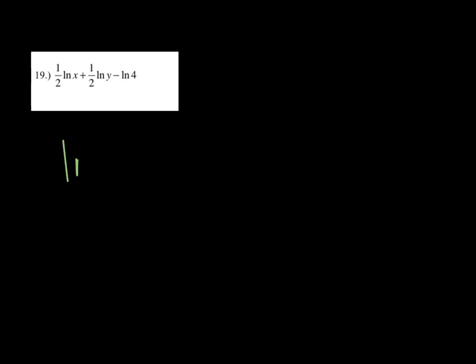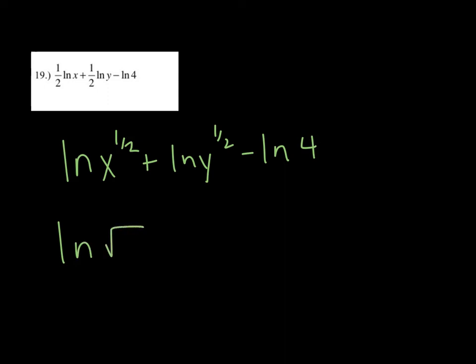So I'm going to make this ln x to the 1/2 plus ln y to the 1/2 minus ln of 4. So you can't have exponents that are fractions, so we're going to rewrite this in radical form. So the 2 becomes our root, which is a square root. And we're going to have ln square root x plus ln square root y minus ln of 4.